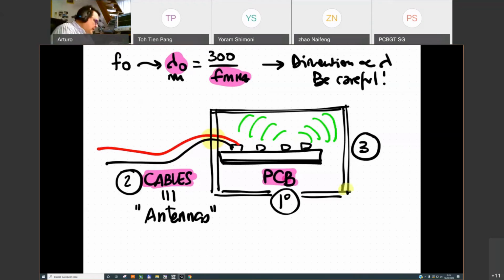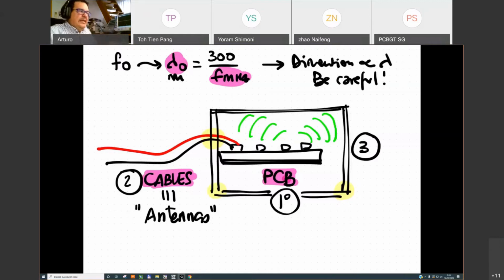Or the leakage that you can create through slots and apertures in the shield. Okay, so this is what we will be reviewing today. We will have a system. I will do some demos to demonstrate this working. We will see how the leakage can be in my metallic enclosure.